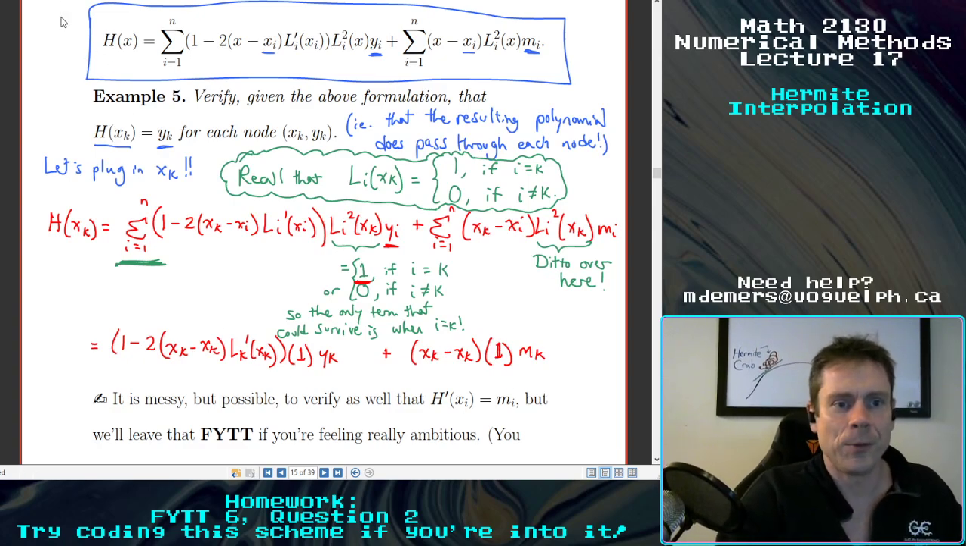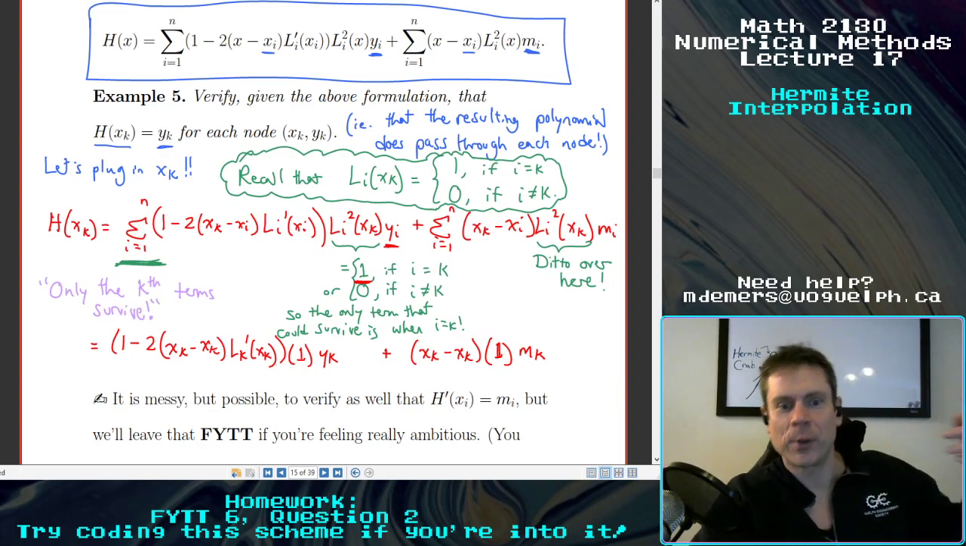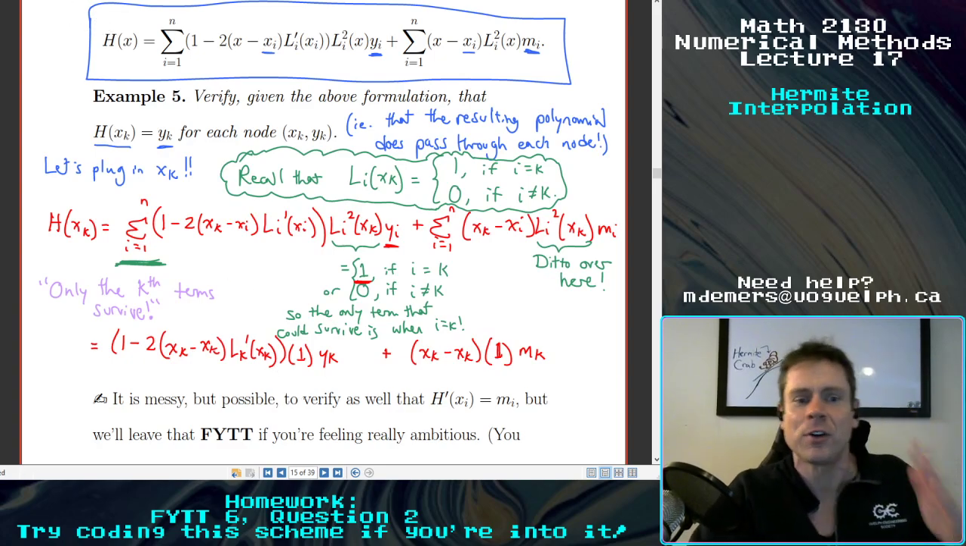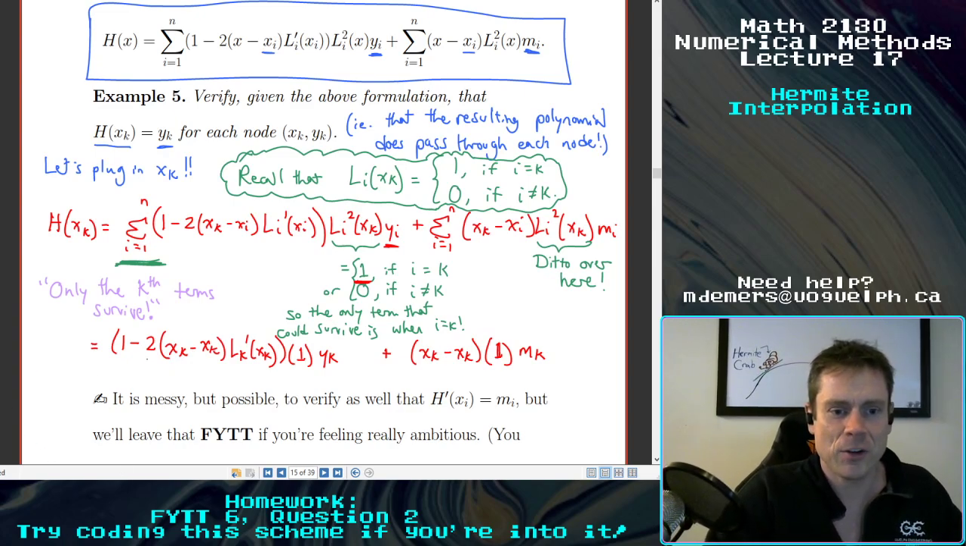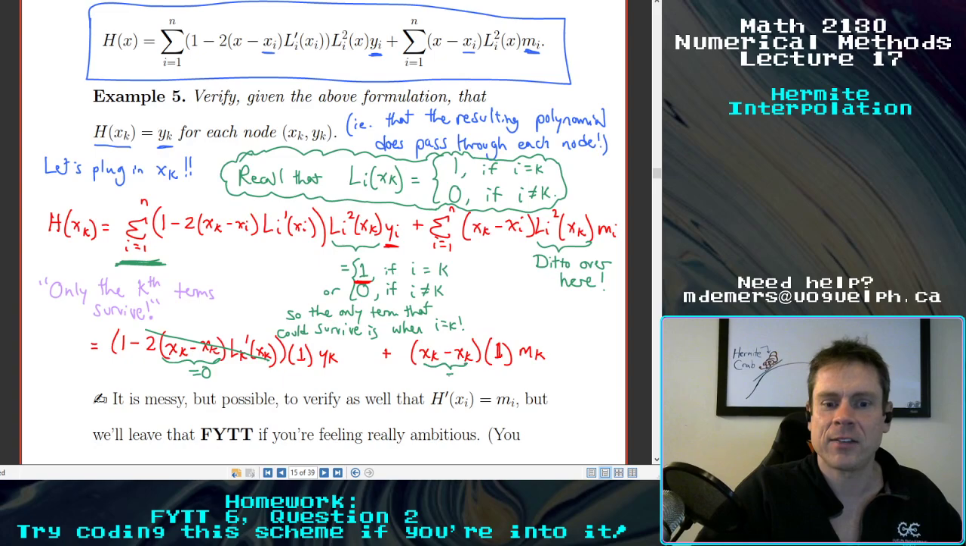Okay, so I'm going to write a little bit of note on the side and say only the kth terms survive, with an exclamation mark, just to remind you of what's going on here when you go and look back over this. But of course, xk minus xk is itself 0. So that means this term here is equal to 0, which kills this whole piece. And look what we're left with. We're left with 1 times 1 times yk. Over here, xk minus xk, also 0.